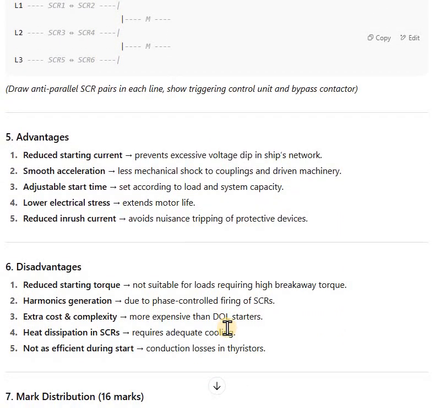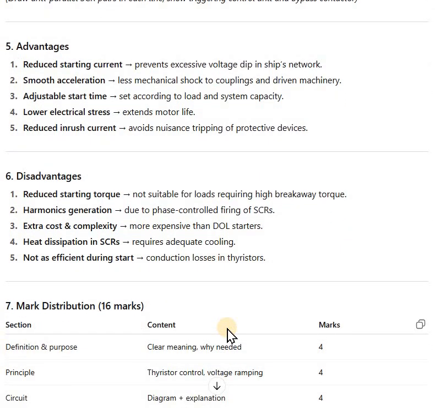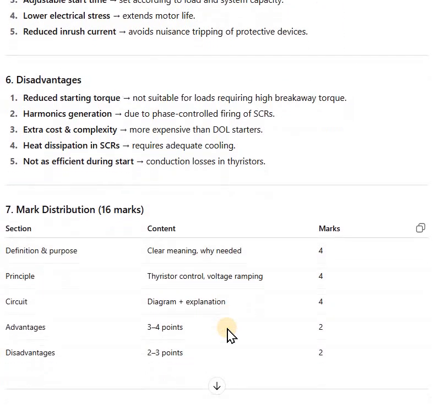Right. Advantages: reduced starting current, right? Smooth acceleration, adjustable starting time, lower electrical stresses, reduced inrush current. What are the disadvantages? Reduced starting torque. Your starting torque will be less. You cannot compare it with DOL. Harmonic generation, extra cost and complexity, heat dissipation in the SCR, not efficient during start. Yes.